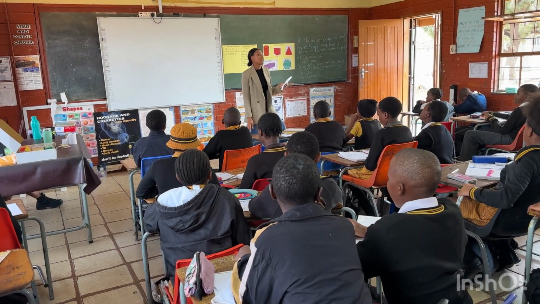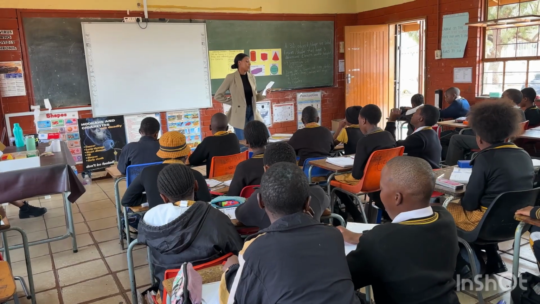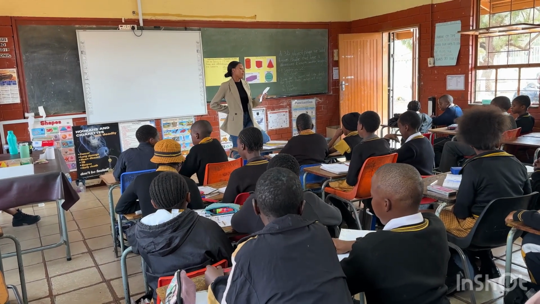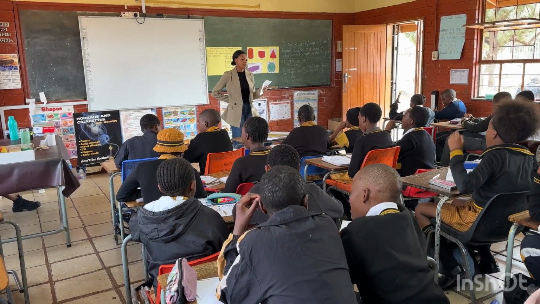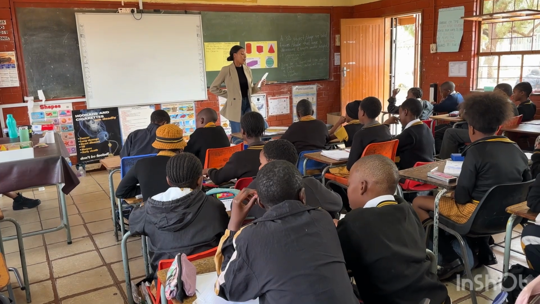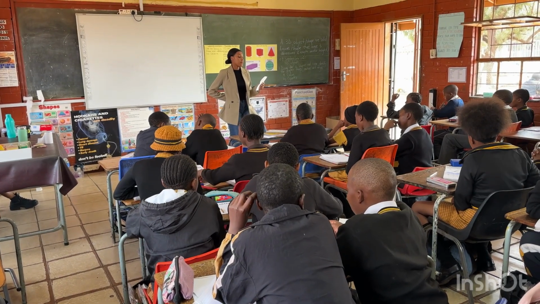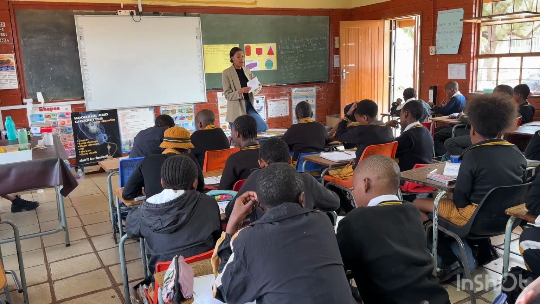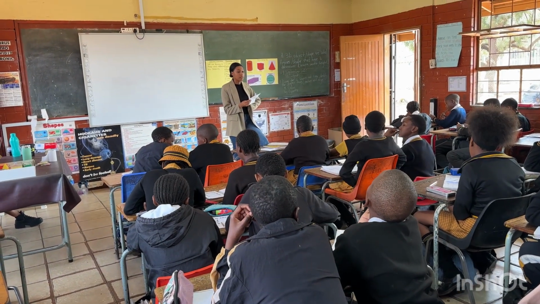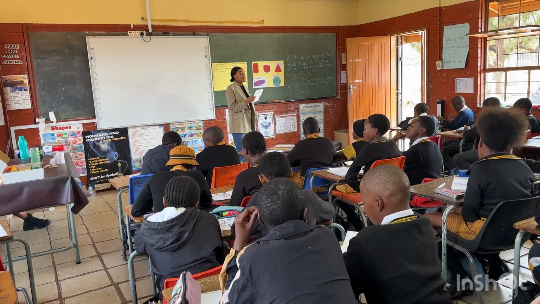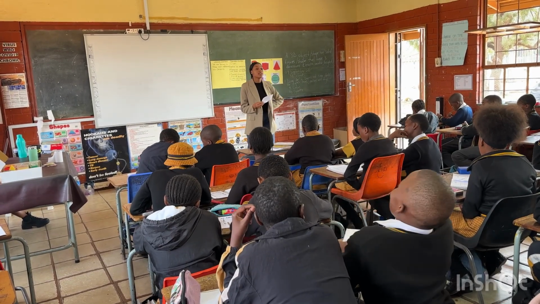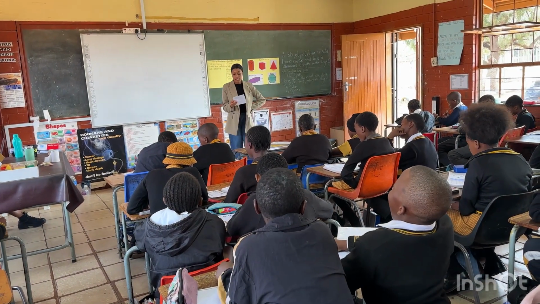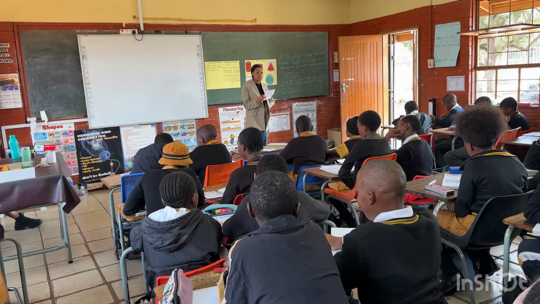What's the name of the first shape? Pyramid. How many faces does it have? 5 faces. How many vertices does it have? 5. How many edges does it have? 8 edges. The second shape, what's the name of the second shape? Cylinder. How many faces? 2.